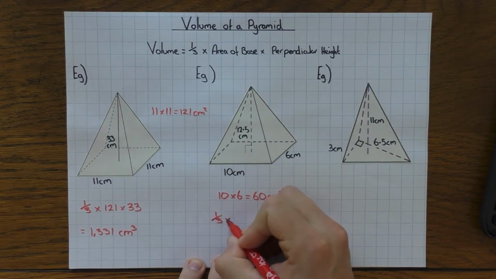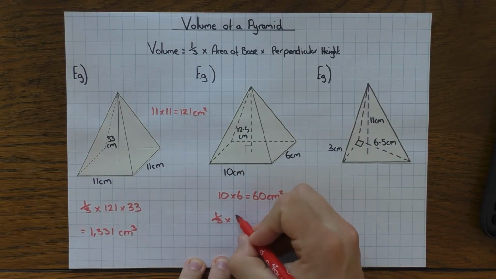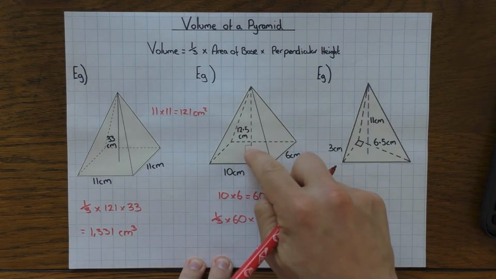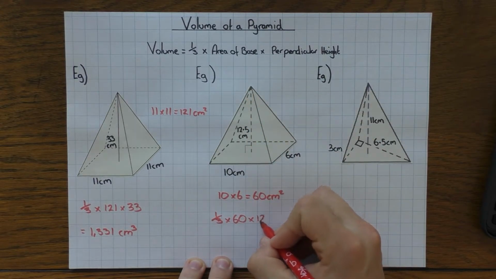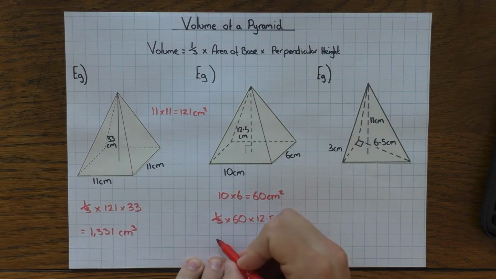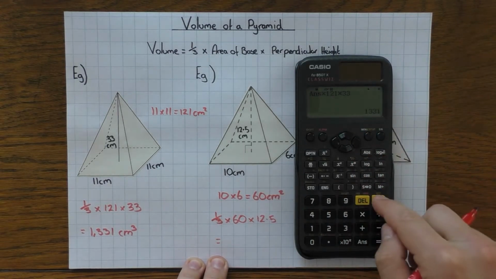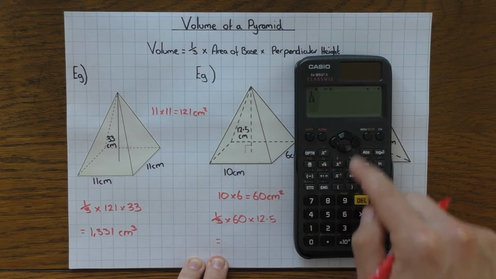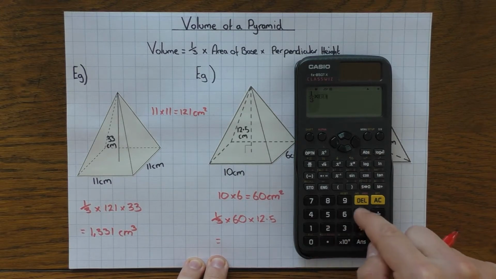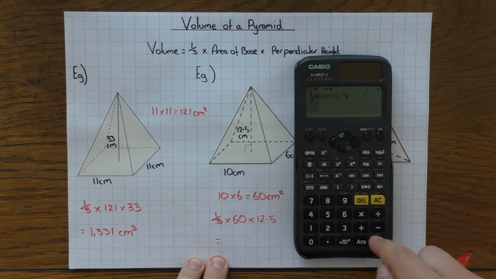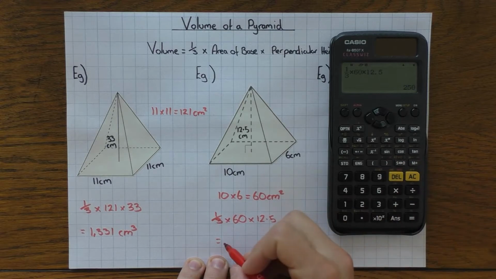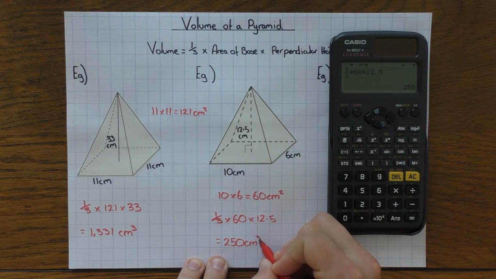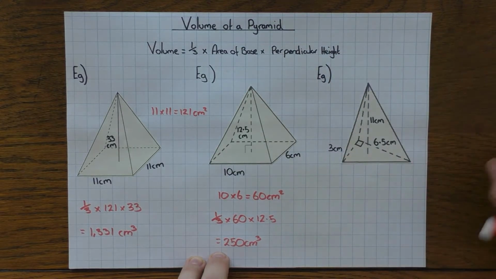Then I'm going to put it into the formula. So 1/3 times the area of the base, which is 60, times the perpendicular height, which in this case is 12.5. Let's put that into the calculator and see what it comes up with. 1/3 times 60 times 12.5 is 250. And again, centimeters cubed, because we're dealing with volume.